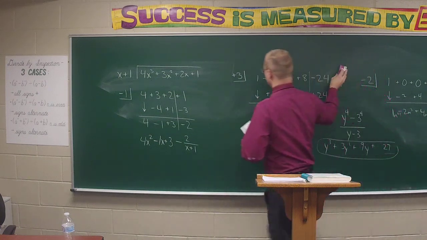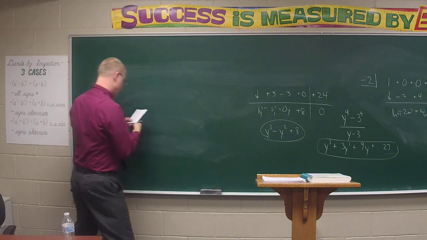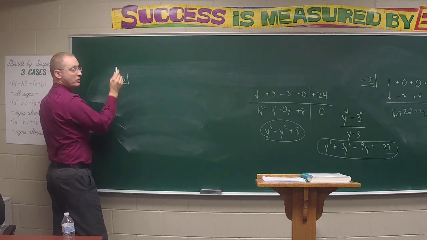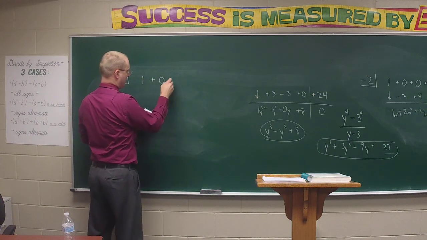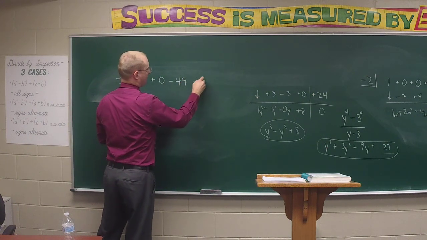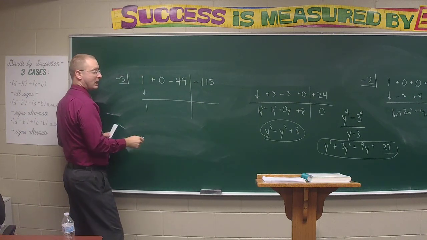Let me erase and give us a little bit more room on this one. What goes in the half box, class? What goes next to the half box, Michael? 1, 0, negative 49, and negative 115. There we go. And of course, we'll bring down the 1.